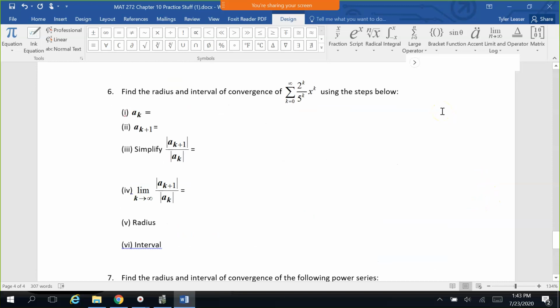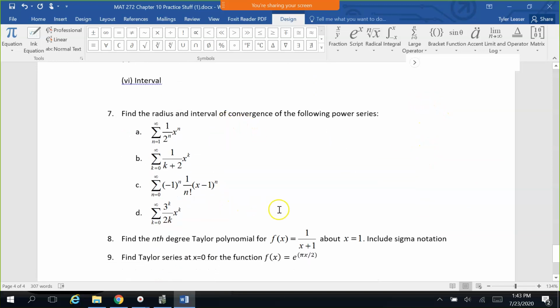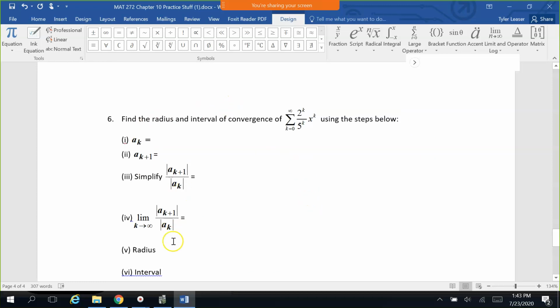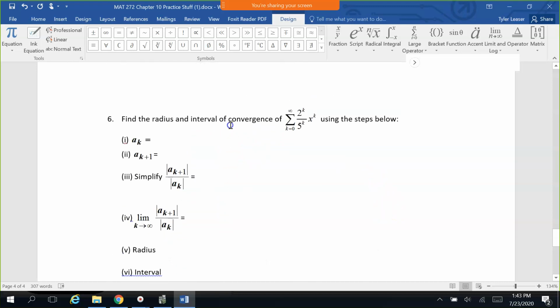6. So question 6 is really the same thing as question 7. It's just that with question 6, I really break it down. And then question 7 is just using ratio test stuff to find the radius and intervals of convergence. All right, so let's go through this one real quick.